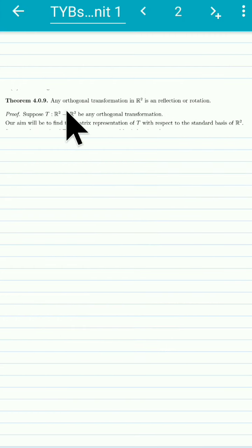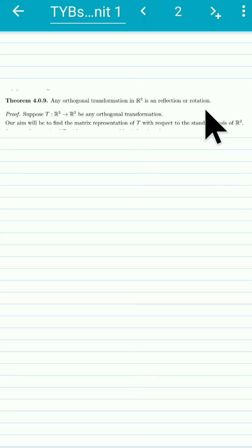In this video, we'll be discussing this theorem. The theorem is stated as: any orthogonal transformation in the R2 plane is either a reflection or a rotation. So for an orthogonal transformation in R2, there are only two possibilities. It should be either a reflection or a rotation.